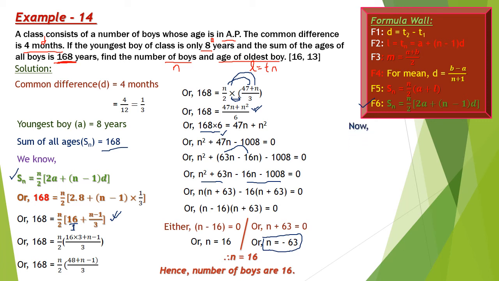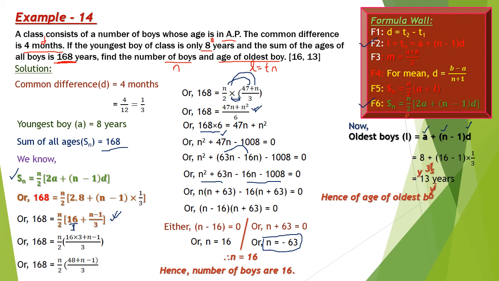Now for the oldest boy, we have to use the formula F2. We have the value of a, the value of d, and the value of n also. So there are 16 boys. a plus 16 minus 1, d is 1 by 3. You can see that is 13 years. So the oldest boy is 13 years, the youngest boy is 8 years, and the sum of all 16 boys' ages is 168. Hence the age of the oldest boy is 13 years. Now there is one question for you to practice.